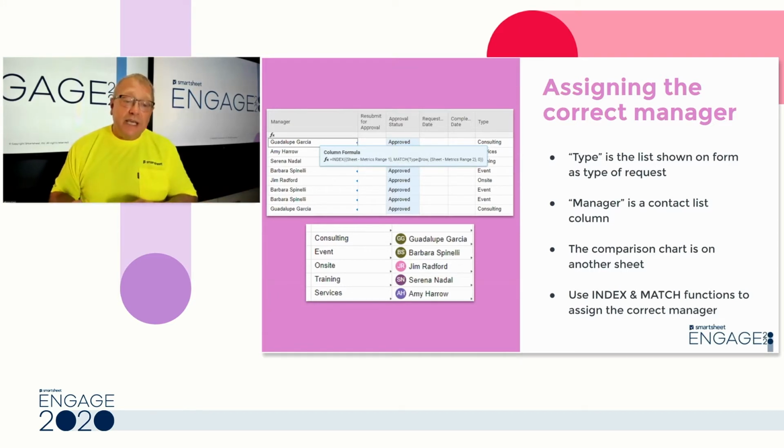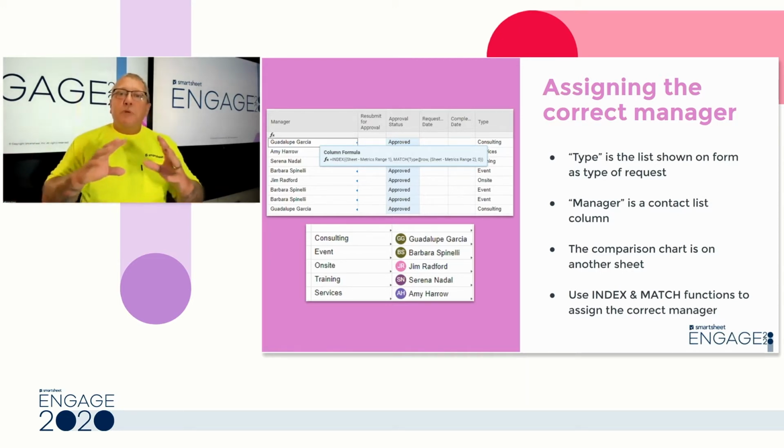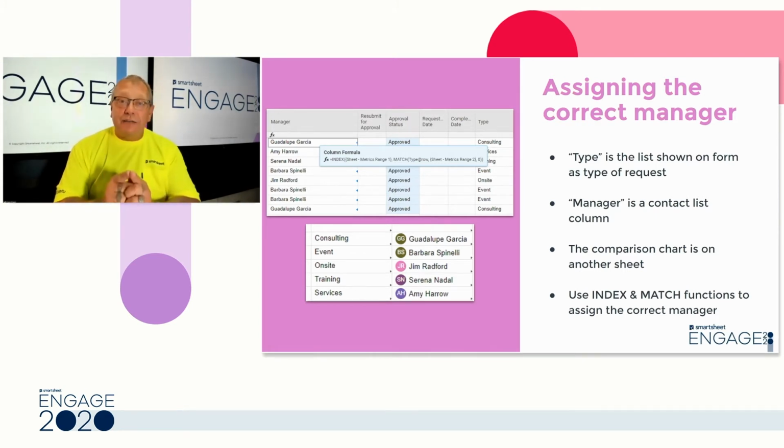When the form comes in, what I'm using type for is in an index match formula, a cross-sheet formula. And you'll see here that in the bottom, that information, consulting and the manager for each of those areas, that's kept up by somebody else. Could be HR, could be a business office, but that sheet, all I need is access to view it. And by virtue of that, I can have a cross-sheet formula that reaches out and goes to that sheet to find the appropriate manager. And that manager column is a contact list column. So I can use that going forward.